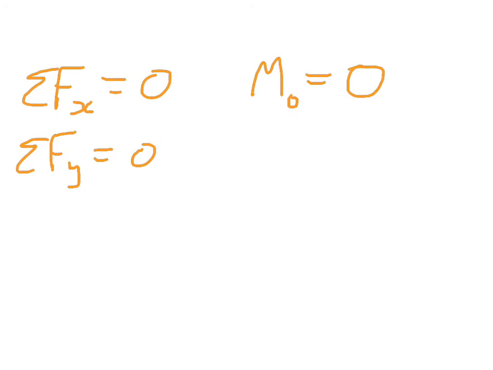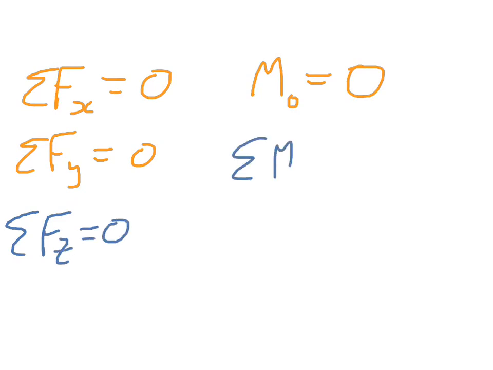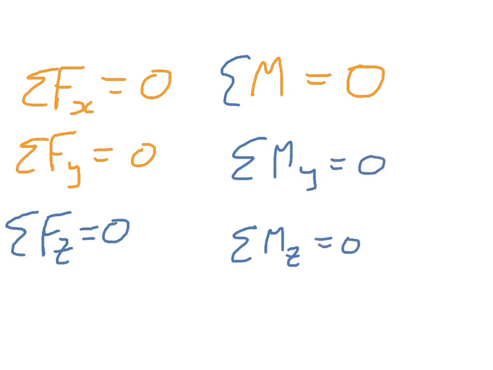That's a 2-dimensional situation. When we scale that up to 3 dimensions, we have to add the sum of the forces in the z equals 0, the sum of the moments in the y, and the sum of the moments about the z-axis equals 0, and this 0 here would change to an x. So we change from talking about moments about a point to moments about the 3 coordinate axes. So in 3 dimensions, for it to be in equilibrium, all of those 6 equations have to hold true.